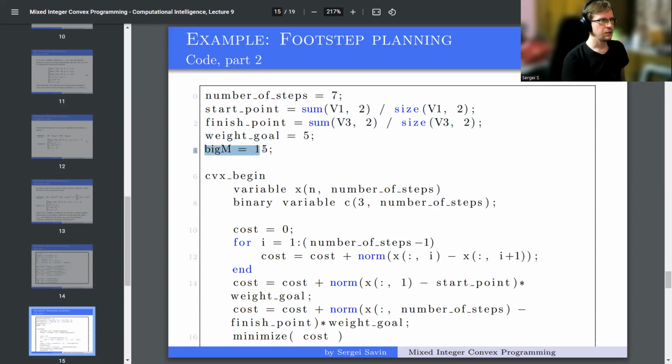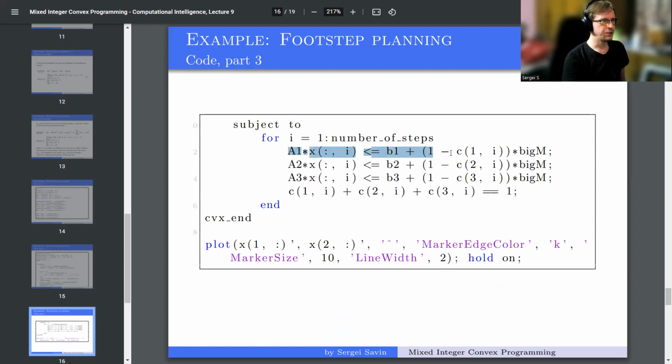Weight in the cost function, big M 15, and then I do it in CVX. You can see I provide a continuous variable and a binary variable C. Now we have a cost, which is the sum of the norms of the sequential steps, which is what I was pointing out in the last slide, plus the start point cost times weight: the distance to the starting point for the first step, and the distance to the goal for the last step. Okay, we minimize the cost.